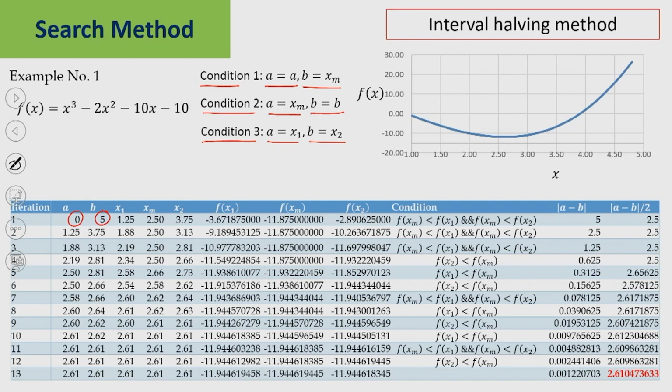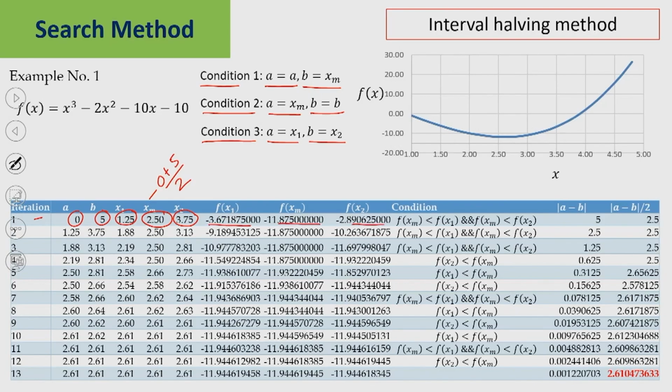Now, let us start this algorithm. This is iteration 1, with lower bound 0 and upper bound 5. I have calculated the midpoint x m, which is 0 plus 5 divided by 2, therefore it is 2.5. Similarly, I have calculated x 1 and x 2. Now, you calculate the function value at x 1, x m and x 2.